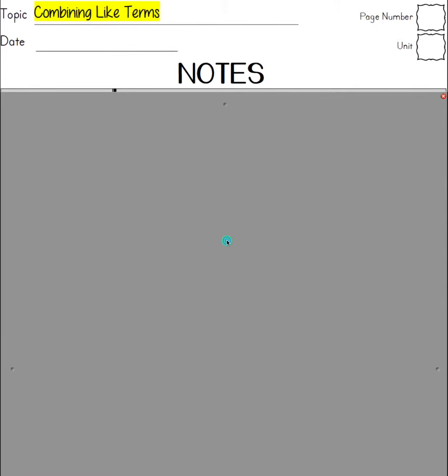Today's date, and the corresponding page number that goes in your notebook, and the unit that this topic is in.